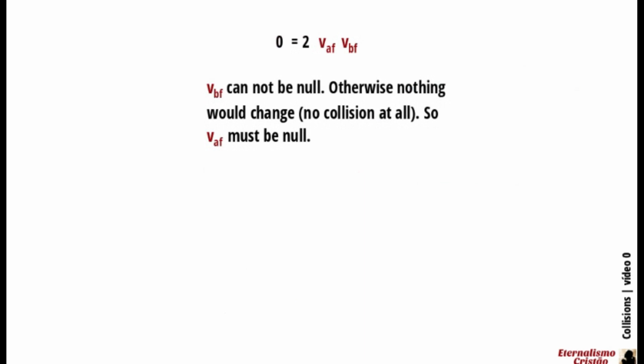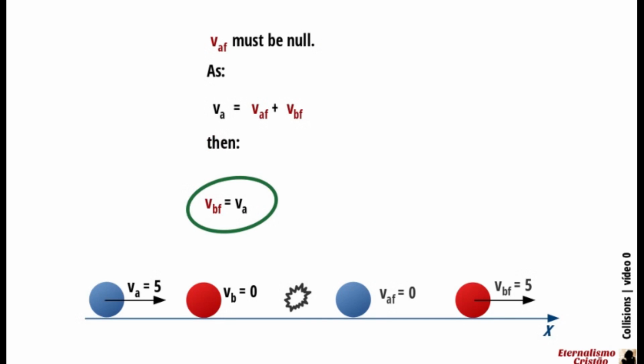VB final cannot be null. Otherwise, nothing would change, no collision at all. So V final must be null. If V final is null, then VB final must be equal to the initial velocity of body A.